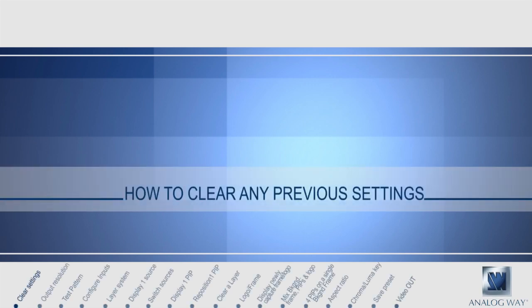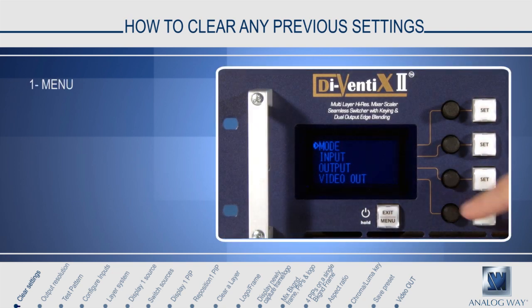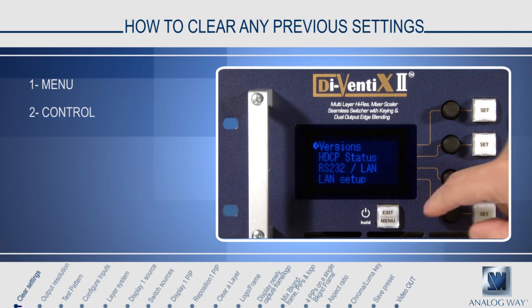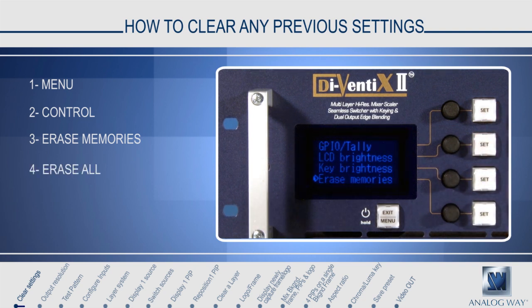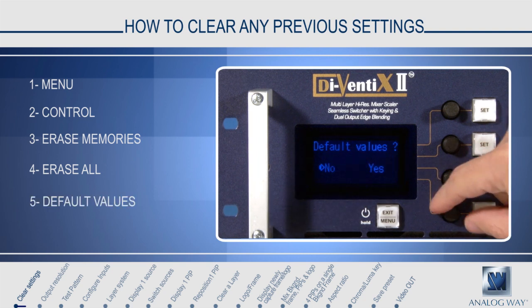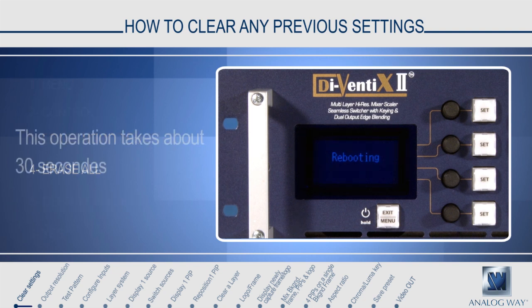How to clear any previous settings. To erase settings left by a previous operator, navigate in the Control menu to Control, Erase Memories, Erase All. This will erase all image memories from the device. Next, navigate to Default Values and select Yes. This will reset all other settings to their factory defaults. After the reset is completed, the device will reboot. The entire process can take around 30 seconds.